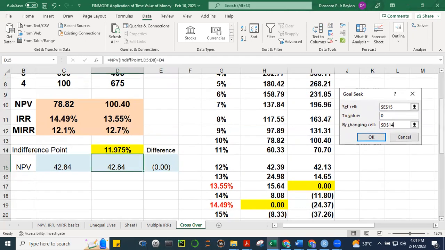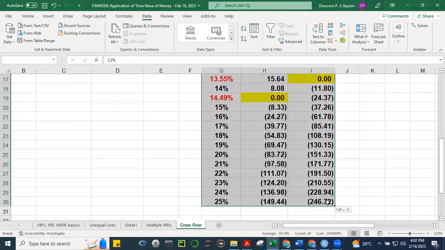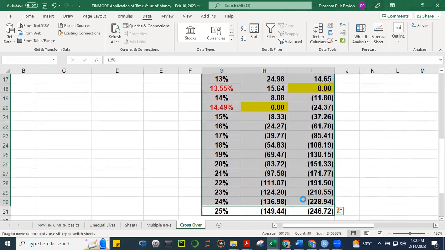Alright? So let's now insert si indifference point natin dito sa mga WACC natin. So I'm going to put it between 11 and 12%. So let me put a space between that.